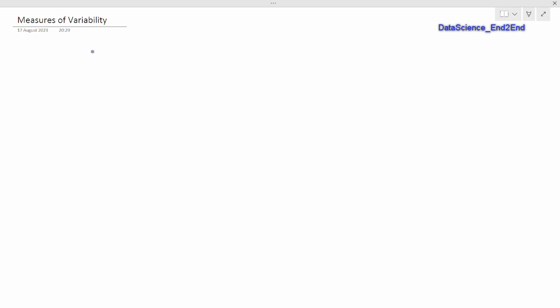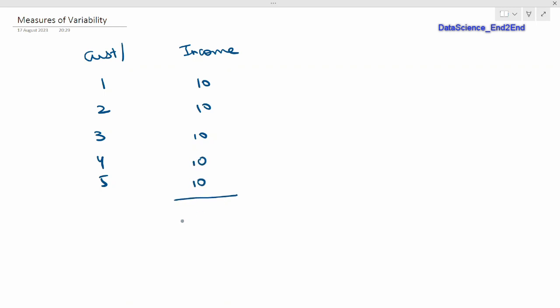So let's take an example. Suppose we have customers and their income. We have five customers, 1, 2, 3, 4, and 5. Everyone has an income of 10. So if you sum it up and divide it by the total number of observations, this will give you an average of 10. There is another data set, customer and again income.